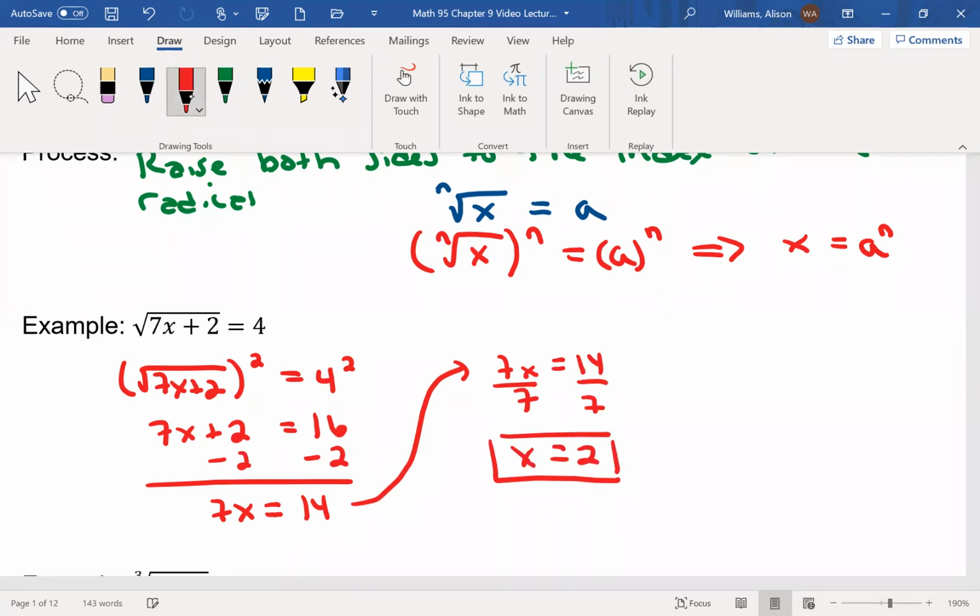And I could check to make sure that works. It's never a bad idea when we're working with equations to check our answer. I could check that by plugging in 2 for x into the original equation. Wow, that was a weird square root.